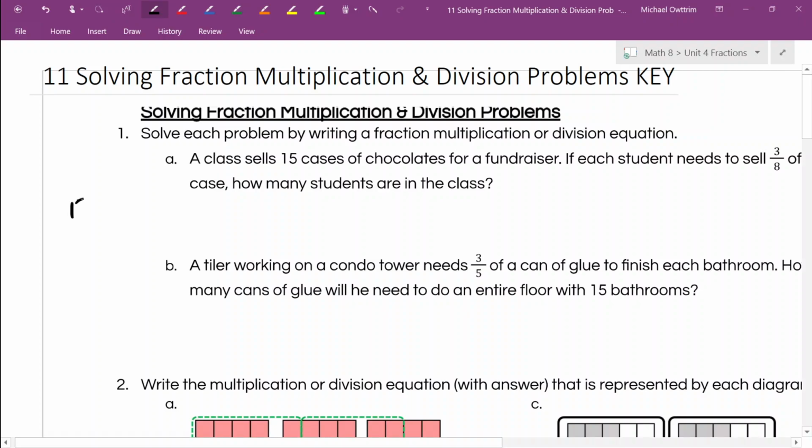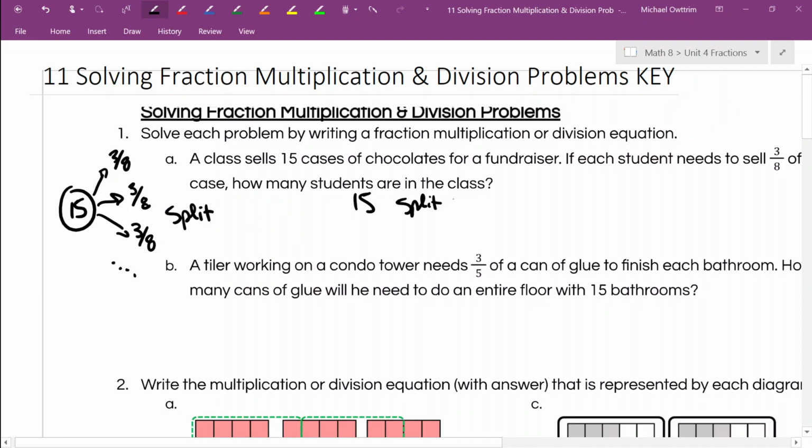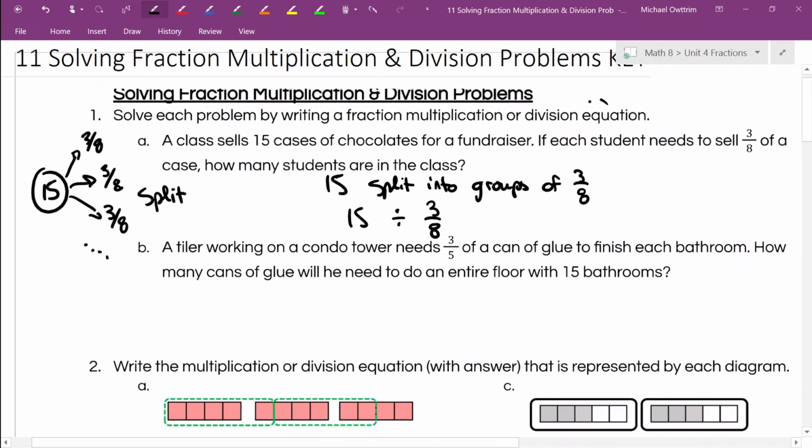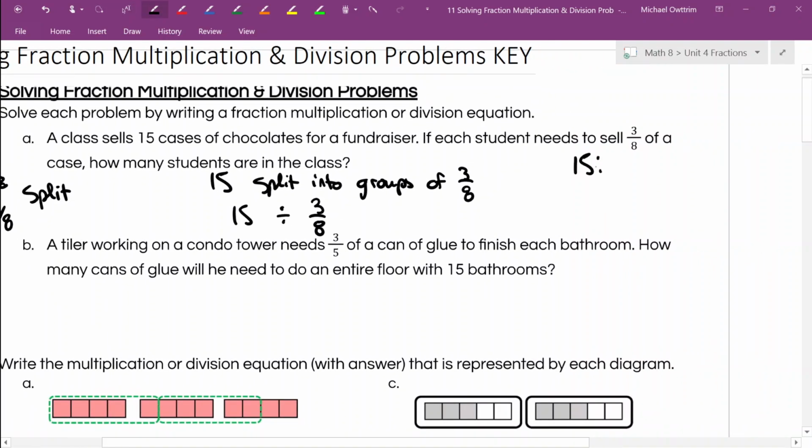And so the idea is we're starting with a group of 15 cases, and 3/8 is going to one student, and 3/8 is going to another student, and 3/8 is going to another student, and so on and so forth. And what we're doing is we're splitting up our 15 into groups of 3/8. So we're going to say that we have 15 split into groups of 3/8, and so that's going to be 15 divided by 3/8. Now, of course, we want an equation, and an equation has an equal sign and an answer. So let's work out what 15 divided by 3/8 would be.